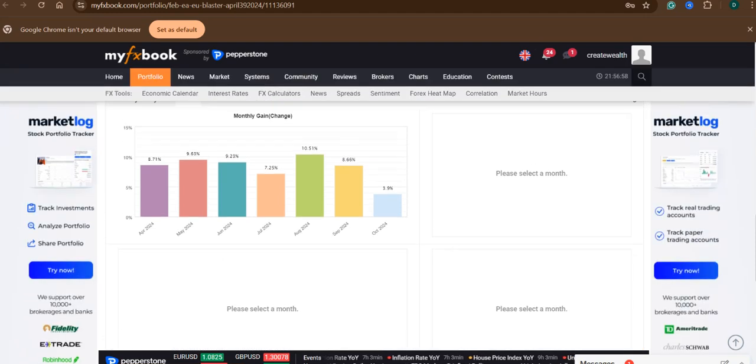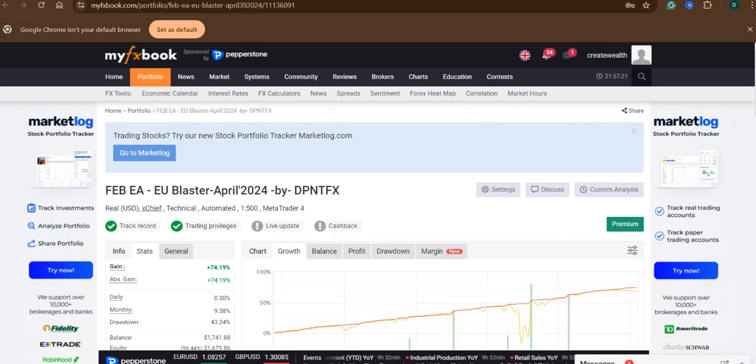And if you would like to see the monthly gain, in April we started and we made 8.71%. In May we made 9.63%. In June we made 9.23%. In July we made 7.25%. In August we made 10.51%. In September it's 8.66%, and in October it's 3.9% so far. Okay, so the month is still there.